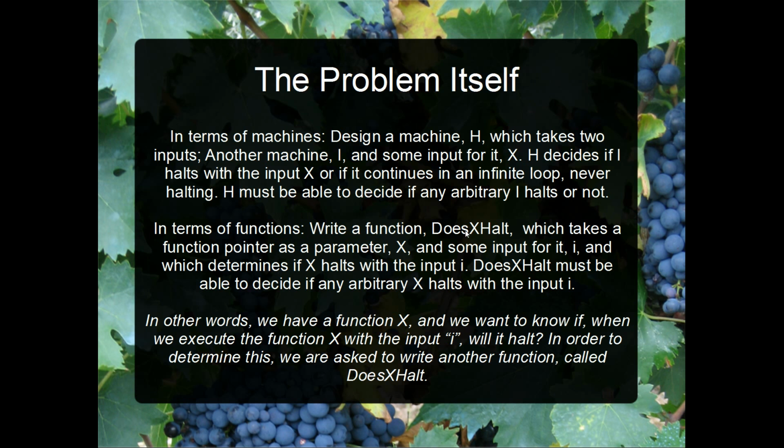Write a function, does x halt, that's the name of your function, which takes a function pointer as a parameter, or just another function really, it doesn't have to be a pointer, but it takes another function, x, as an input, and it also takes an input for x, I. Okay, so what it's got to do is determine if x halts with the input I. And does x halt must be able to decide if any arbitrary x halts with the input I. Yeah, so it's got to tell us honestly, yes or no, does x halt or does x not halt with the input I, for all possible x programs that we could write, or all x functions that we could write.